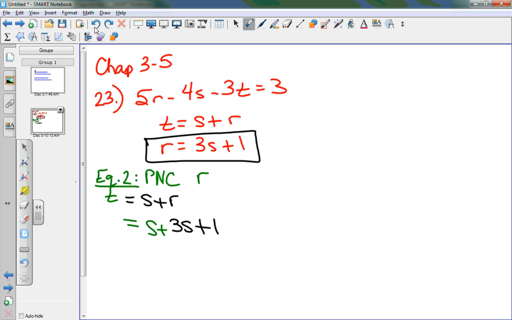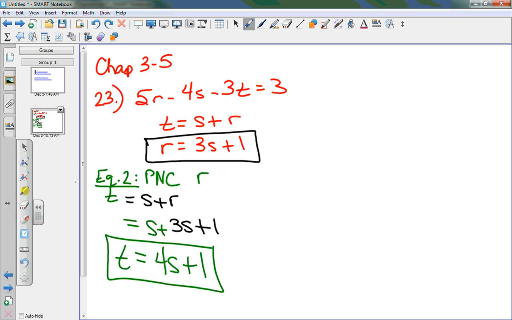Where did I get the 3s plus 1? Where did it come from? It's in the given equation. It's equation number 3. R equals 3s plus 1. Since it's a given equation, I can simply plug and chug it into here. Do we get that? So what is S plus 3s? This is equal to T. Box that in. Look at your two boxes.